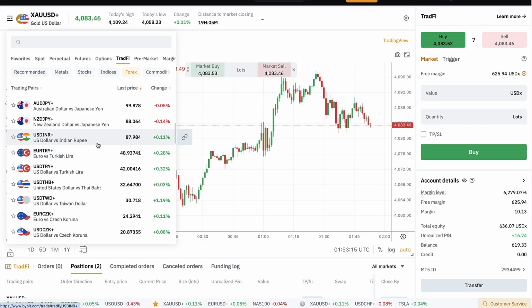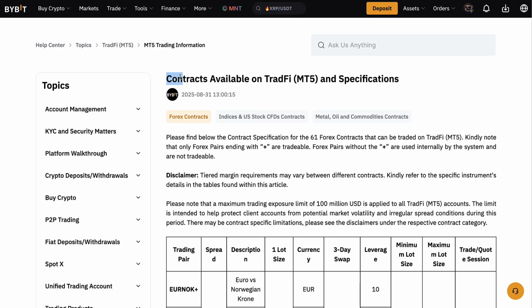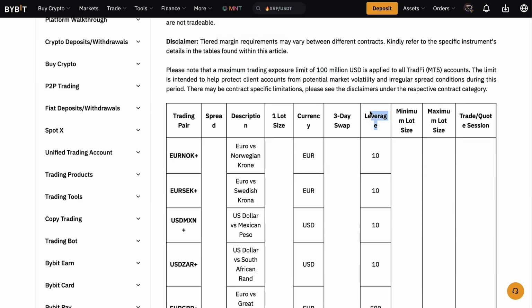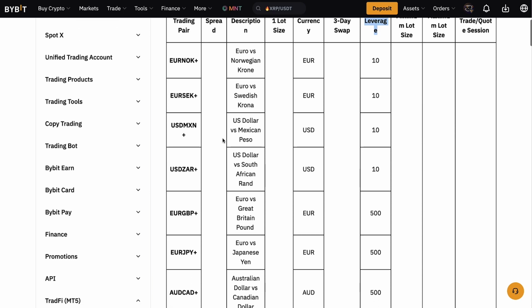And before you start trading with your favorite trading pair, you may want to check it out on the Bybit website. You can see here the page contracts available on TradFi, MT5 and specifications, and here it shows you the leverage for each trading pair.